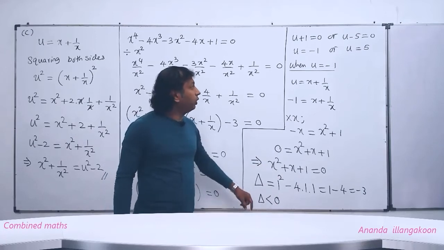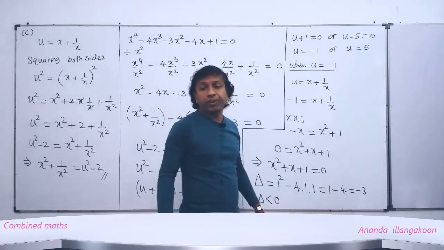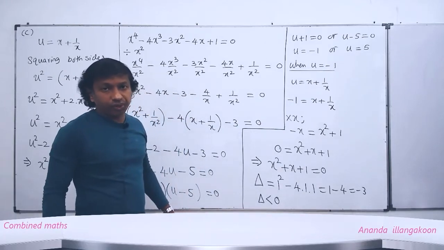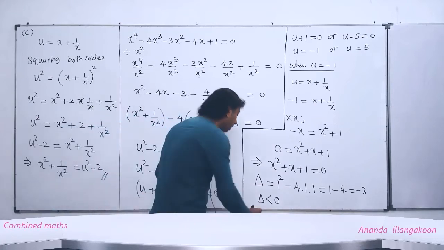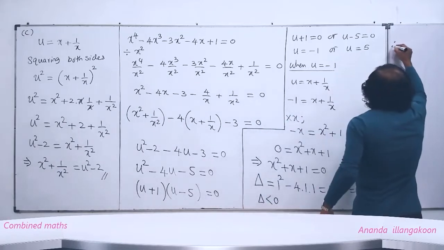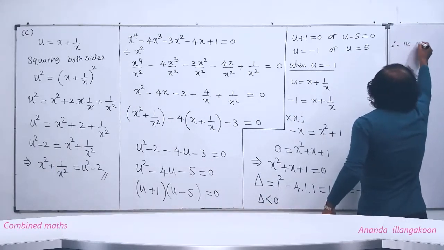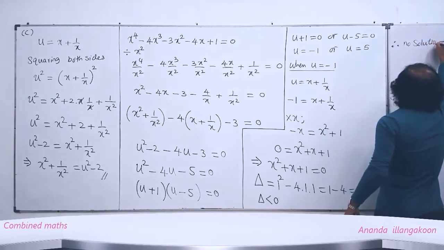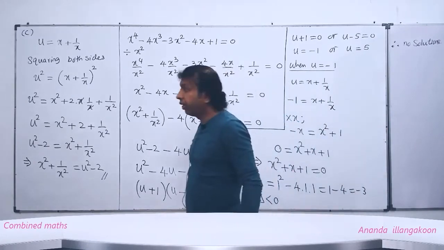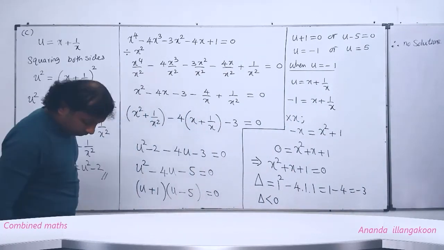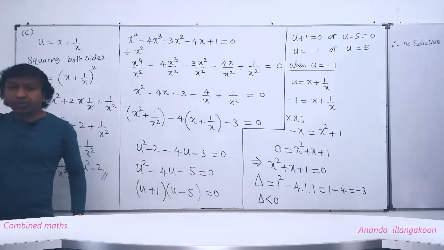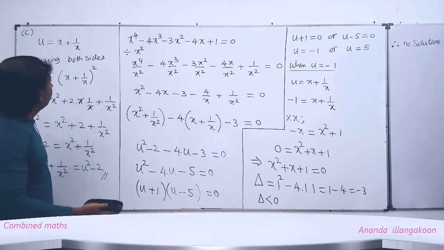Then when u equals minus 1, people, no real solutions for x, right? No solutions for x. Here we can write, therefore, no solutions. When u equals minus 1, no solutions. Now we'll take u equals 5. Take u equals 5 and we'll see the roots.